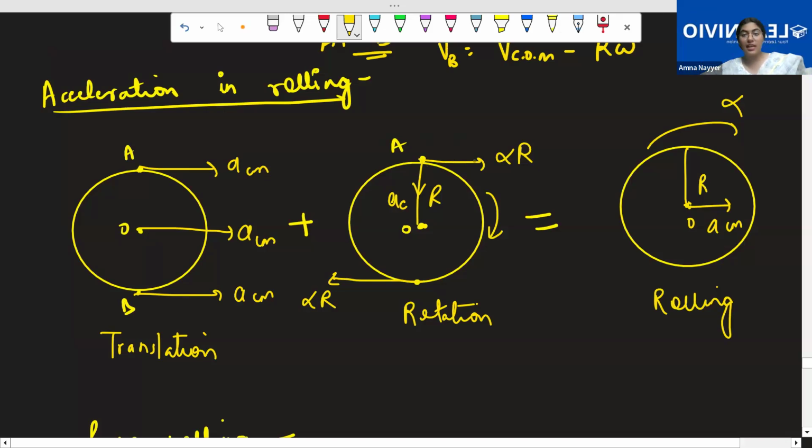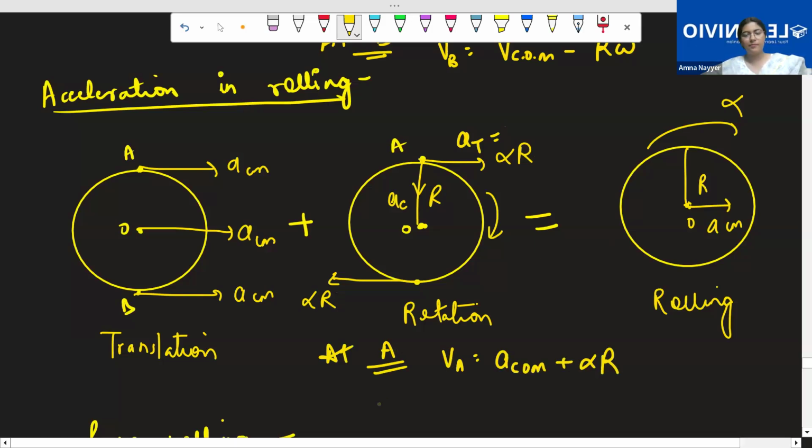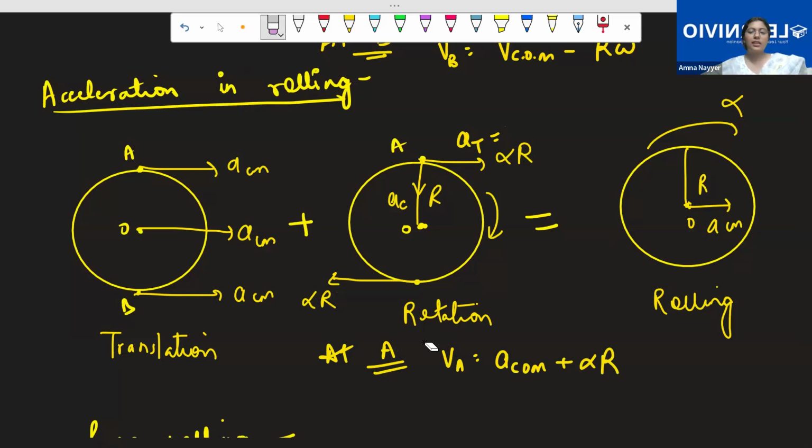you talk about the tangential acceleration, here we have a relationship between tangential acceleration and the angular acceleration. As we discussed earlier, this is alpha r. Now, this is a_CM, this is alpha r, this is a_CM, and alpha r is situated in the opposite direction. So, at point A, acceleration will be the acceleration of the center of mass plus alpha r. Not velocity, acceleration.